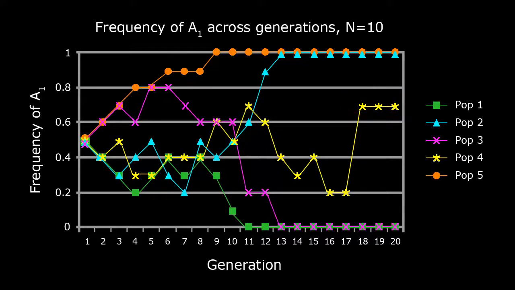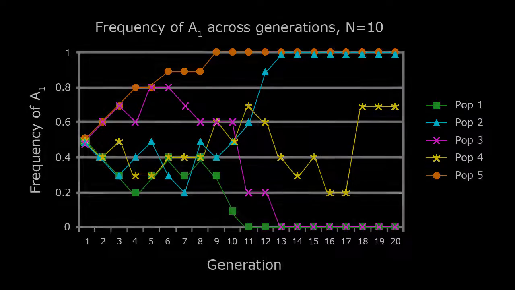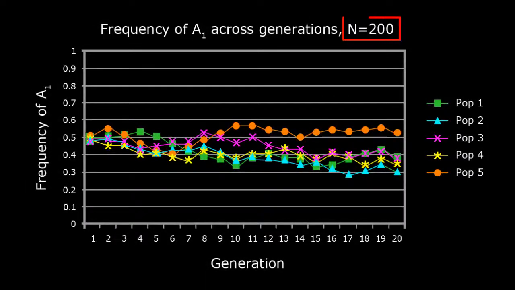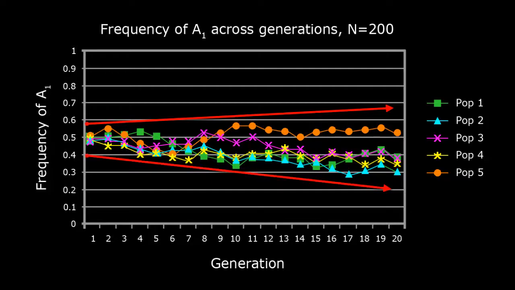Okay, so let's now do this one more time. We'll simulate the exact same process, but we'll do it not only with a population of 10, we'll now switch to populations of 200. Same graph, same information, 5 populations, all beginning with an allele frequency for A1 of 0.5. And what do you notice immediately? Well, right away you can see there's not a lot of difference between these populations. They're all pretty similar in the way that they're behaving over time.